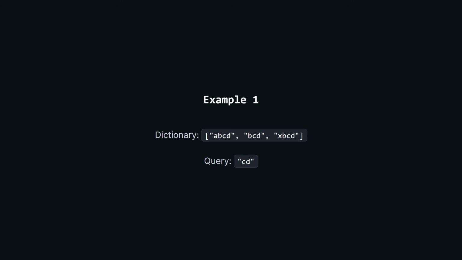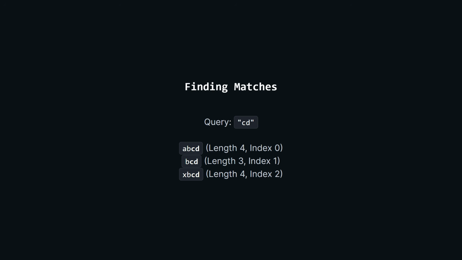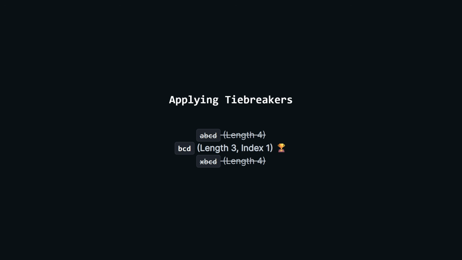Let's look at an example to see how this works in practice. If our query word is CD, we look at our dictionary and see that actually, all three of our available words perfectly end with the letters C and D. Since the matching lengths are completely tied, we have to fall back to our rule of picking the shortest word, which is BCD, so the answer for this query is index 1.